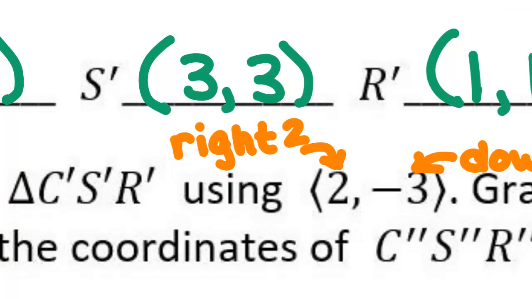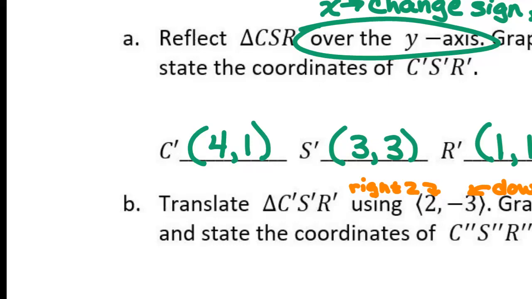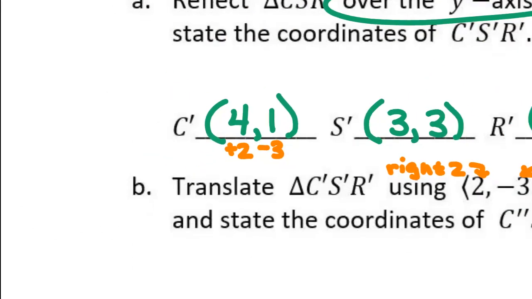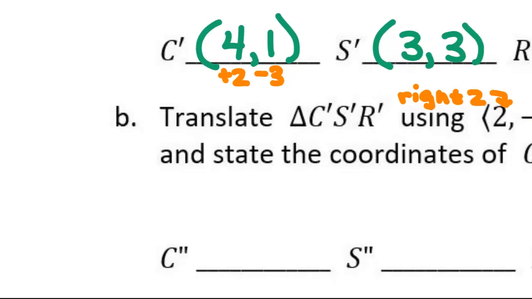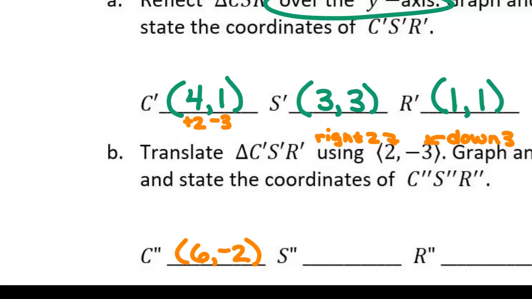So you can do one of two things at this point. You can either count on the graph, or you can use these ordered pairs. If I'm going to go right 2, that's a positive 2, so I would add 2 to the x's. If I want to go down 3, that's a negative 3, so I would subtract 3 from the y's. So C double prime would be 6, negative 2. 6 because that's 4 plus 2. Negative 2 because that's 1 minus 3.